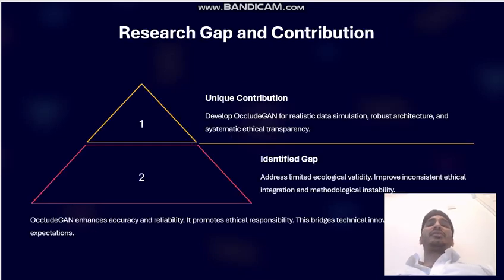In the end, we have the research gap and contributions, which come in the conclusion. My research identifies and addresses key knowledge gaps evident in existing studies, specifically limited ecological validity of datasets, insufficient ethical integration, and inconsistent methodological practices. OccludeGAN uniquely contributes by providing a robust technical solution explicitly designed for real-world surveillance conditions, coupled with a strong ethical governance framework. This integration ensures enhanced accuracy, ethical responsibility, and practical reliability.